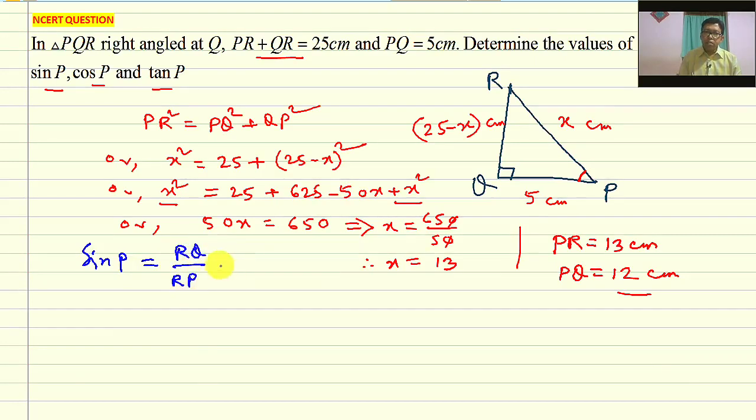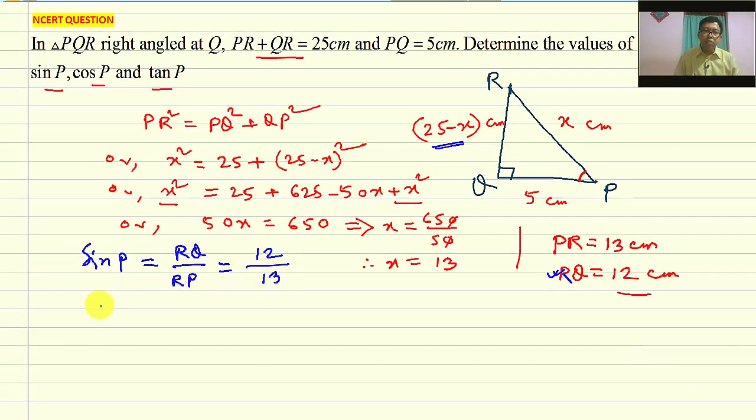So what is RQ? One thing is written here wrongly. PR is equal to 13 centimeter, and this is RQ, not PQ. RQ is equal to 25 minus X centimeter, so obviously this is 12 centimeter. Fine. Sin P is equal to RQ by RP. RQ is equal to 12 and RP is equal to 13. So the ratio is 12 is to 13. That means sin P is equal to 12 by 13.